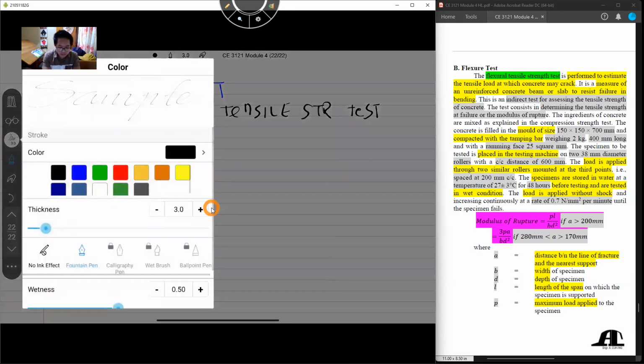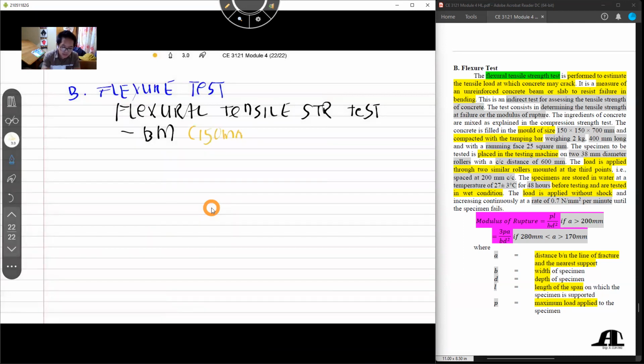Ang specs ng beam natin, class, is 150 mm height by 150 mm wide by 700 mm long. Okay. Klaruhin natin, beam specimen.